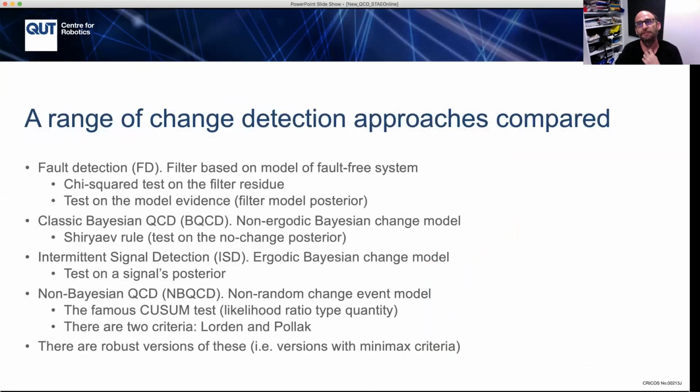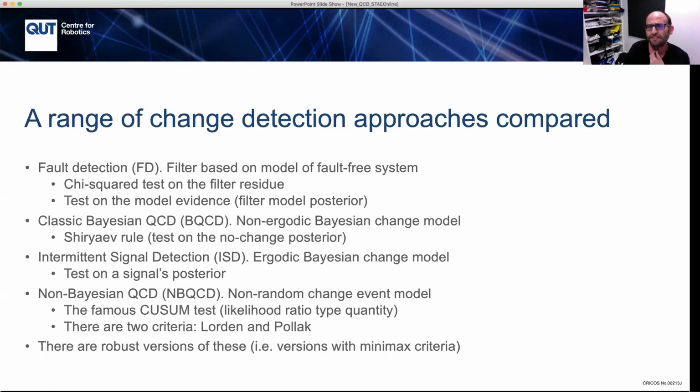All right, so here I want to paint a landscape or a canvas of fault detection and change detection approaches. The first one, some people in this Zoom call may have heard of or applied, is what I call a fault detection type approach. The vanilla version is you have a filter, let's say a Kalman filter, you build a model and run it, and you do a chi-square test on the filter residual. As the filter residual starts looking wonky and the statistics are a bit weird, then you say a fault has occurred. There are other forms of how you could do fault detection in this class of techniques.